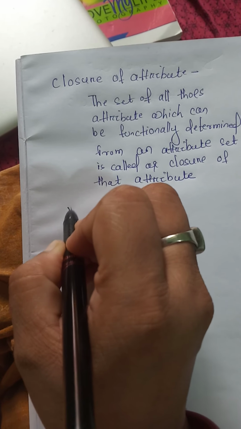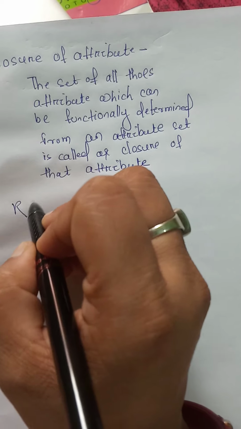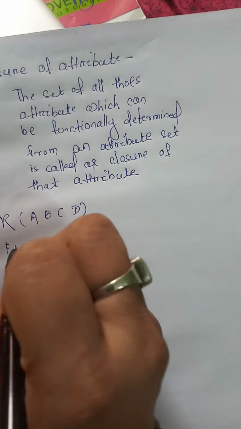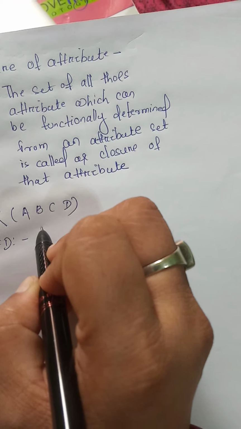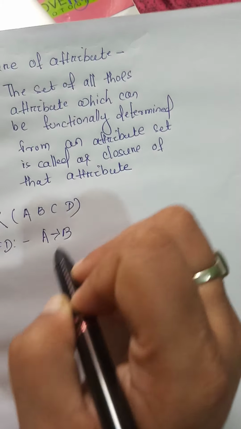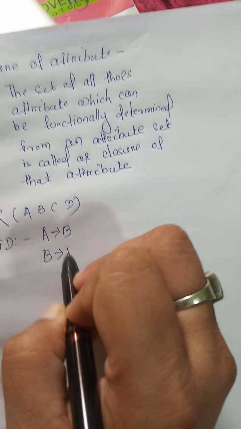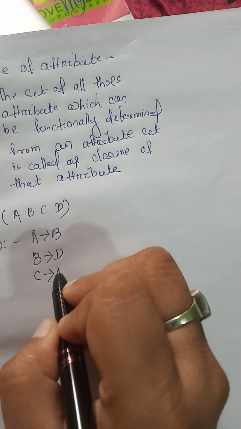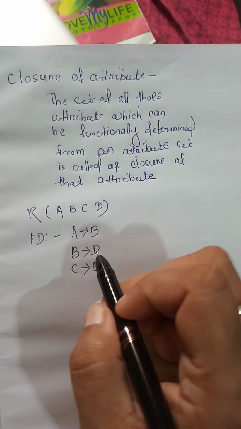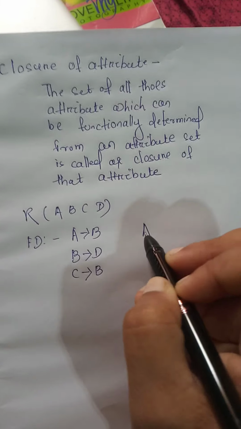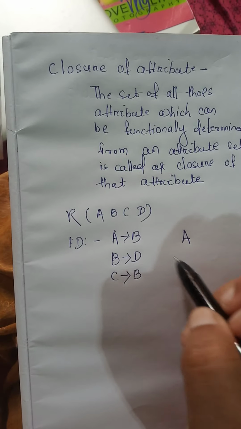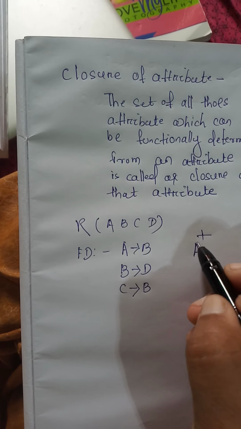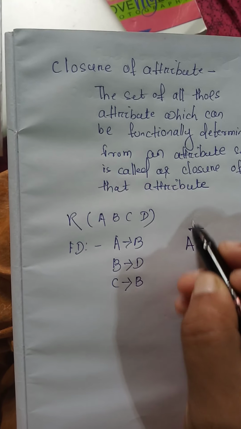So we have to take a relation. For example, the attributes are A, B, C, D, and the functional dependencies are A to B, B to D, and C to B. Here suppose we have to find out the closure of A. To find out the closure of a particular attribute, it is necessary to put a plus symbol. So this is the symbol for the closure.